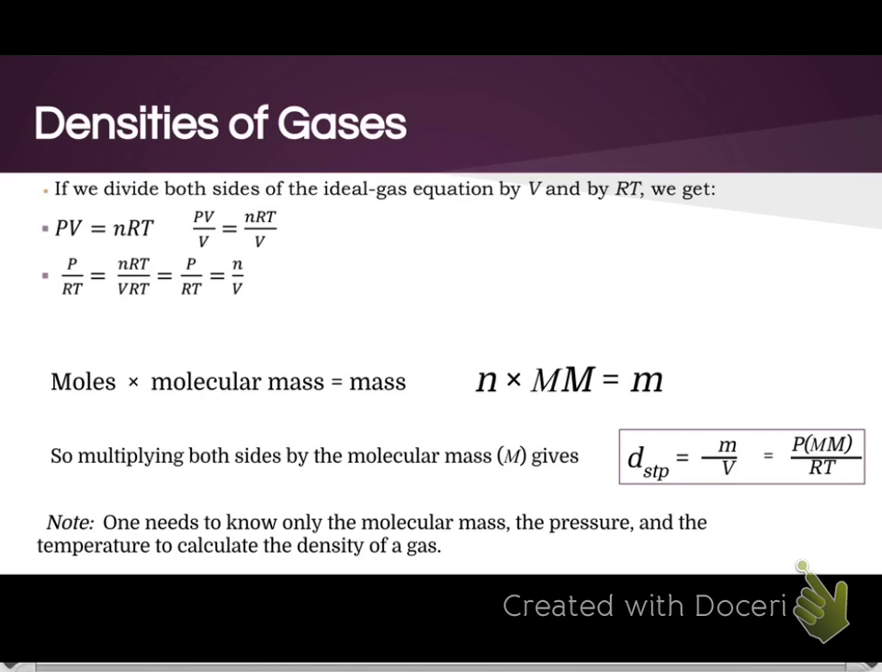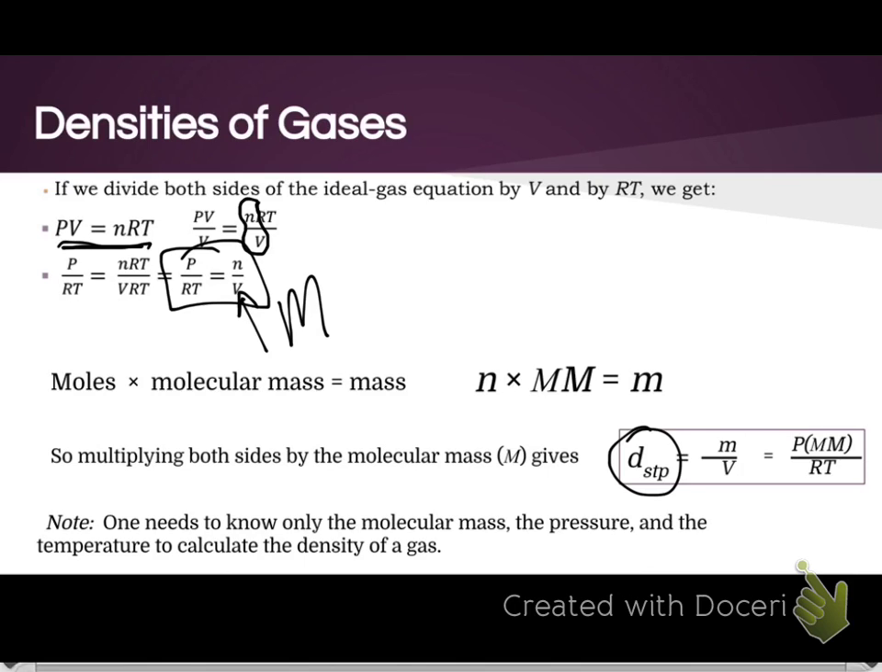Okay, so sometimes we might want to calculate the density of a gas. If you're interested, this originates from the ideal gas equation, where we just rearrange so that pressure is on one side. Basically, we want to get moles per liter by itself, because this is molarity, right? Moles per liter. And so you can rearrange it like this to get moles per liter.